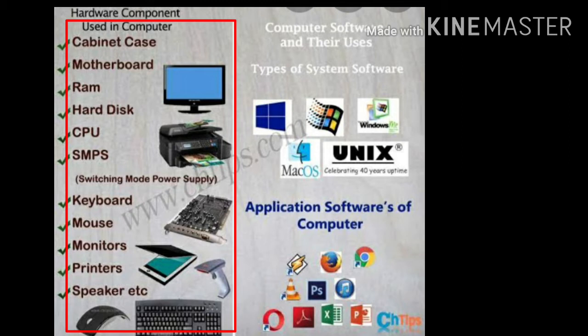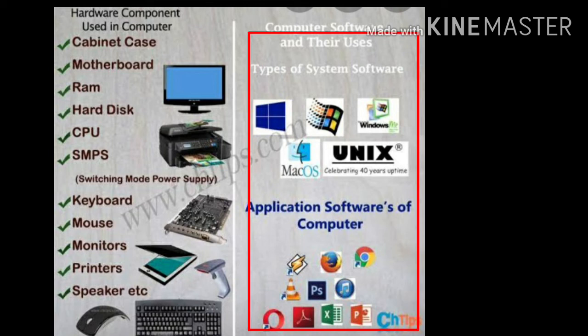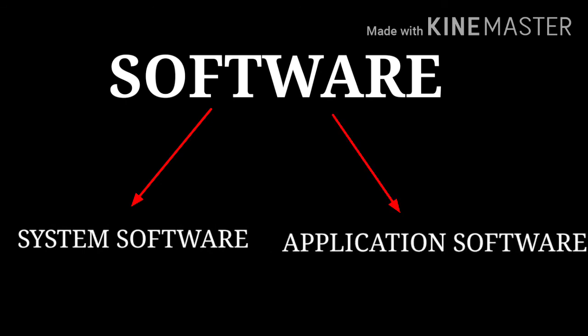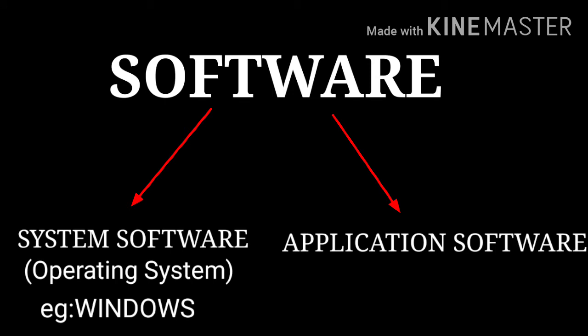So what is software? Yes, software are programs which are installed into the memory of the computer and it helps us to perform a particular task. And children, there are two categories of software. One is system software and another is application software. And children, the most important system software of the computer is the operating system. Do you know any example for operating system? Yes, Windows. Isn't it children?